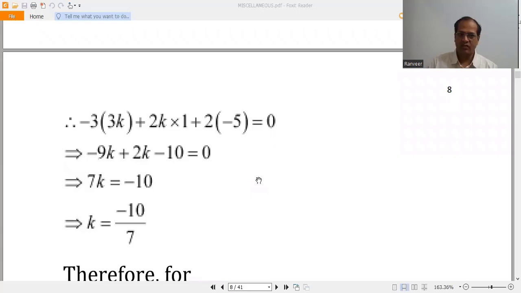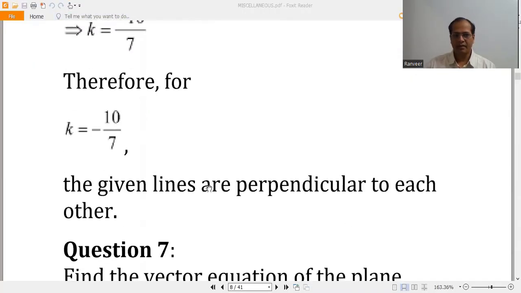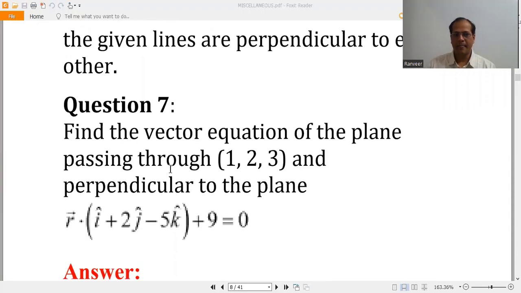We already got the values of a1 a2, b1 b2 and c1 c2. We just have to substitute and solve. The value of k is -10 by 7. So the given lines are perpendicular to each other.